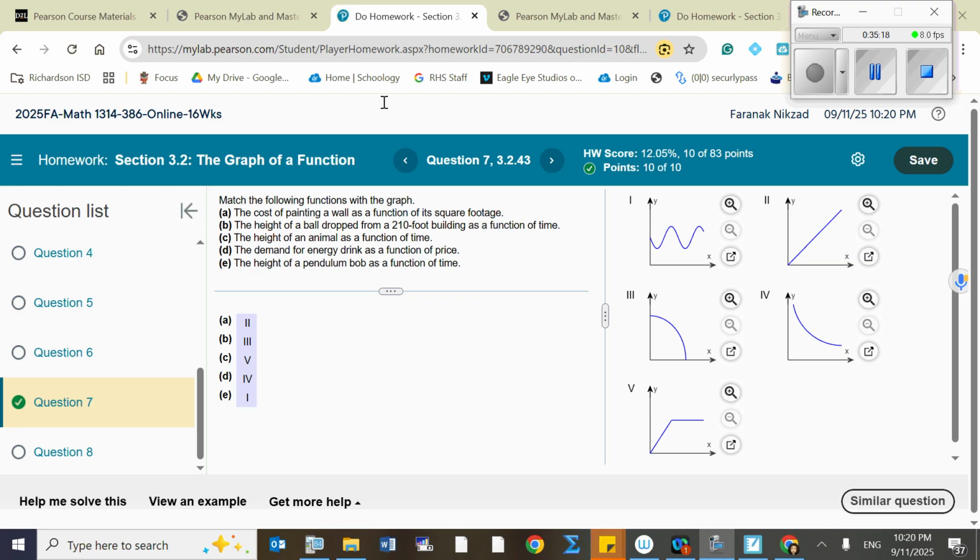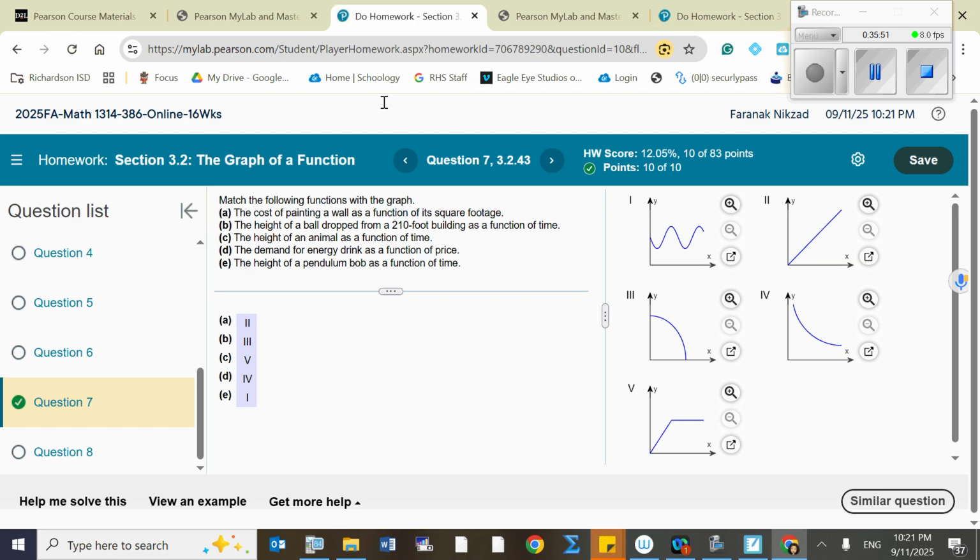The cost of painting a wall as a function of its square footage. So we know that the cost of a wall is going to go higher if the wall is bigger and bigger. So I'm going to choose this one, graph number 2, as the graph appropriate for part A, because it's growing with a constant rate. As the wall is bigger, the cost is going to be higher as well.